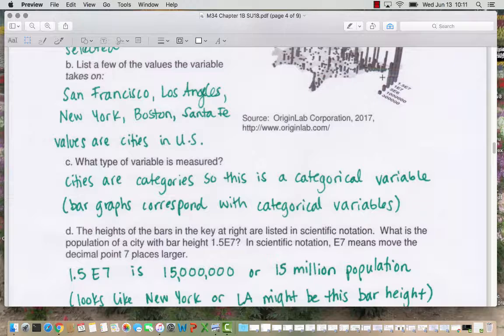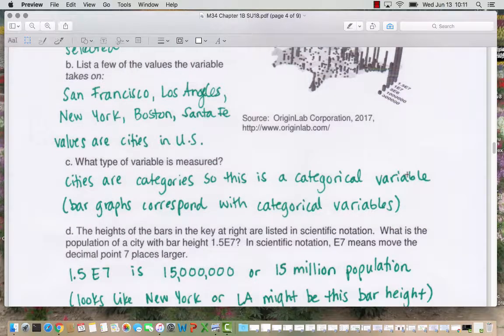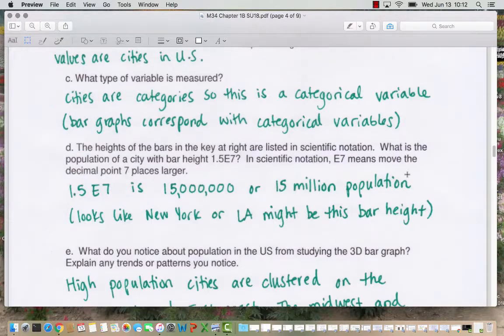So the height of the bars in the key at right are listed in scientific notation. This is a good reminder of scientific notation if you haven't seen it in a while. Notice one of the cities has this tall bar that is 1.5 E7. So they're counting the number of people in that city. In scientific notation, E7 means move the decimal point 7 places larger. So 1.5 E7, if I move my decimal point 7 places larger, that's 15 million, or a 15 million population.